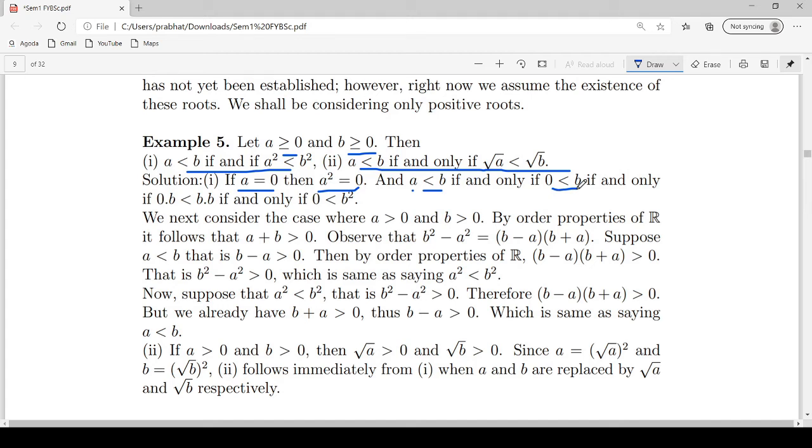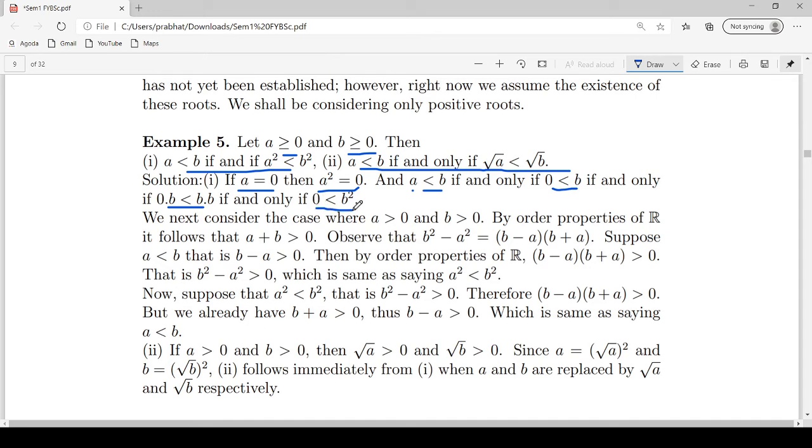Now 0 is less than b if and only if 0 into b is less than b into b. Because b is greater than or equal to 0, I can multiply on both sides of the inequality, and the inequality will not change. So 0 is less than b if and only if 0 into b is less than b into b. But 0 into b is 0 only and b into b is b square. So it is true if and only if 0 is less than b square.